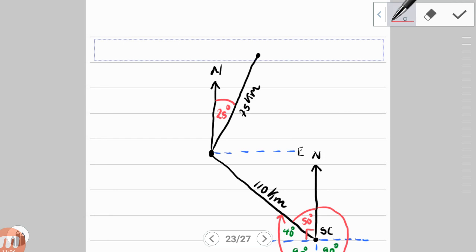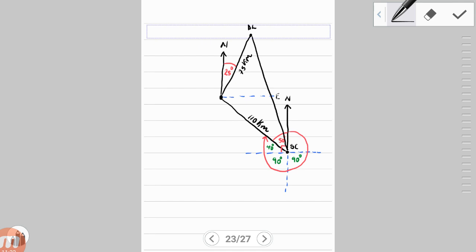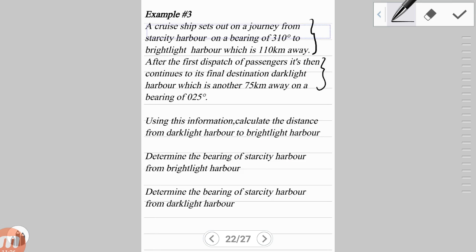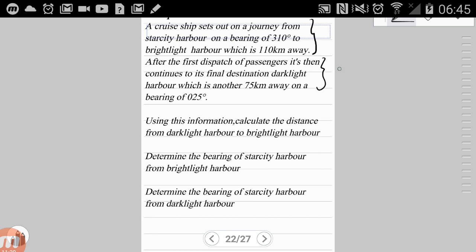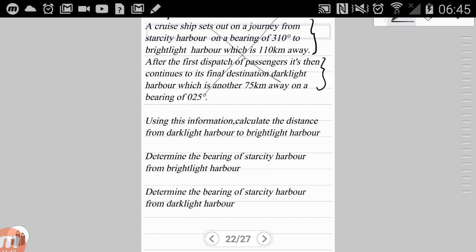This is going to be Dark Light Harbor, so we can just name that DL. Now obviously the ship is going to return to its journey here, so we are just going to come down like so and come back to our point here. All right, and that's going to be our diagram that represents this cruise ship journey. They're not very hard at all. I'm almost certain that you would have comprehended clearly how to attack the problem. So we've taken care of this section of the problem.